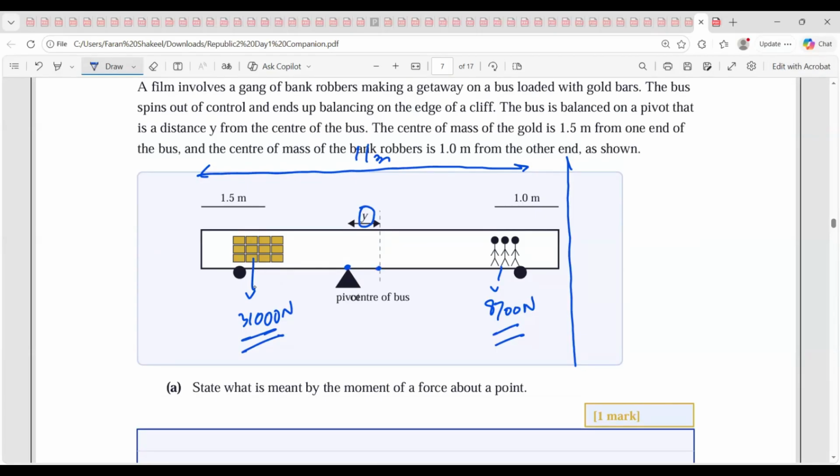This one is going to be clockwise or anti-clockwise? Moment due to the gold bars. Anti-clockwise. And these 2 moments, the moment due to the weight of the bus and the moment due to these people, are going to be clockwise. So the moment of 31,000 newtons about this pivot should be equal to the sum of the moments due to the weight and these people. So how am I going to apply that equation? I've got 31,000 times what is going to be the perpendicular distance between the gold bars and this point?